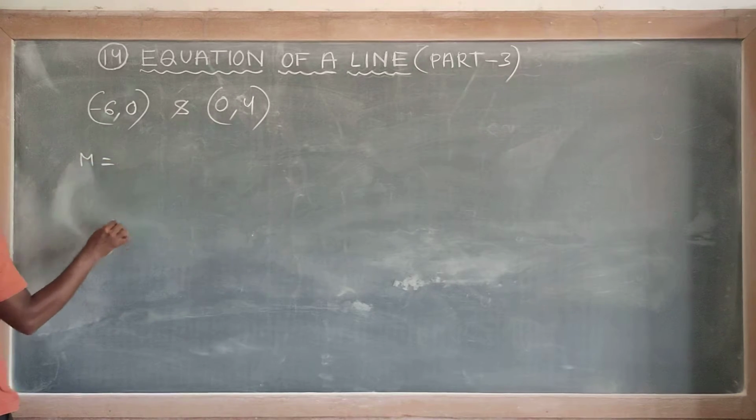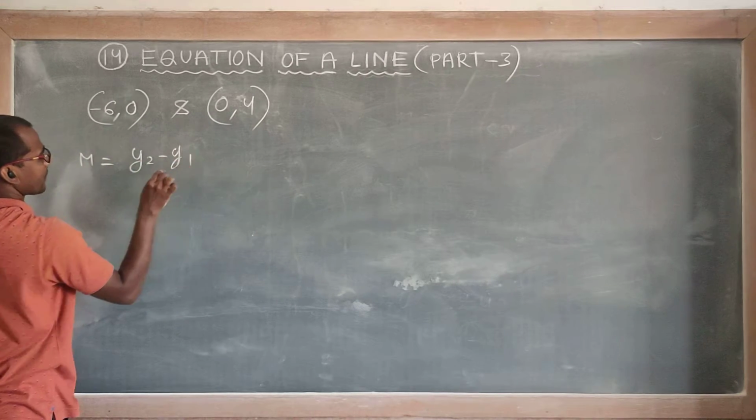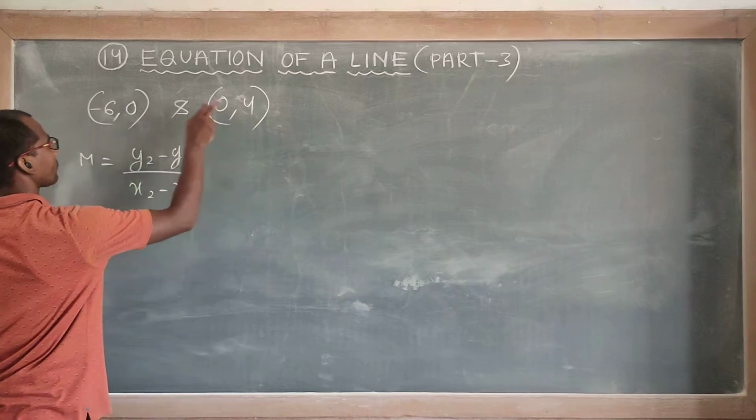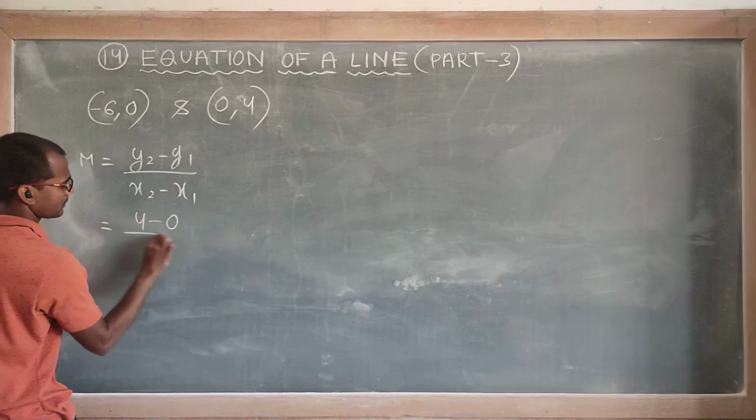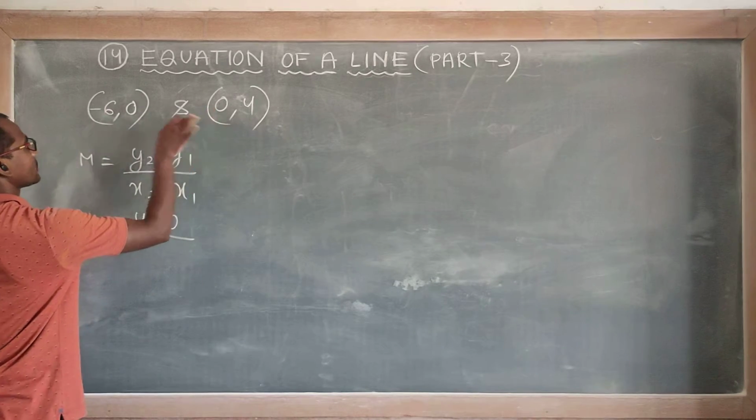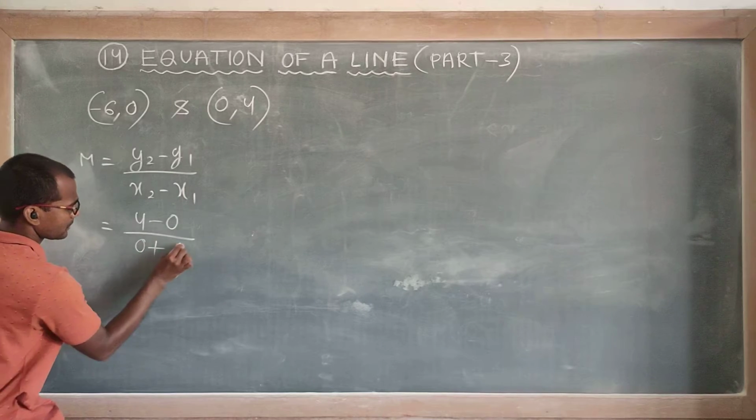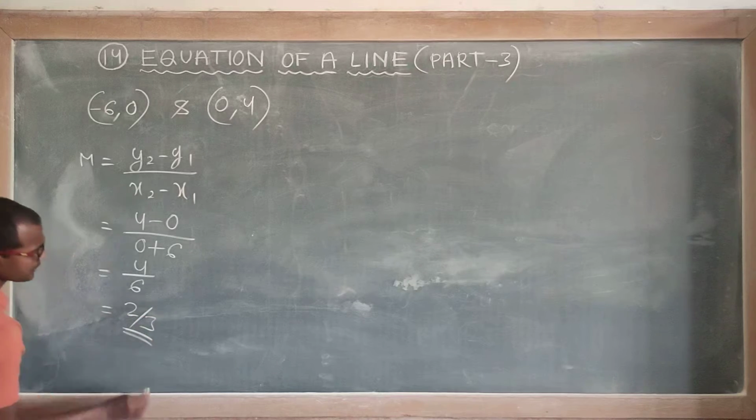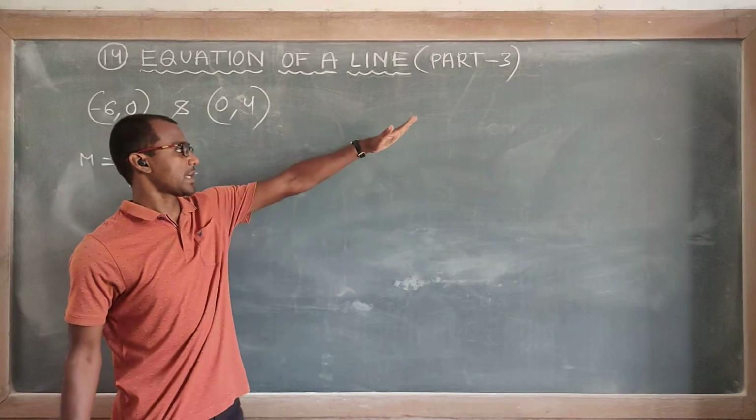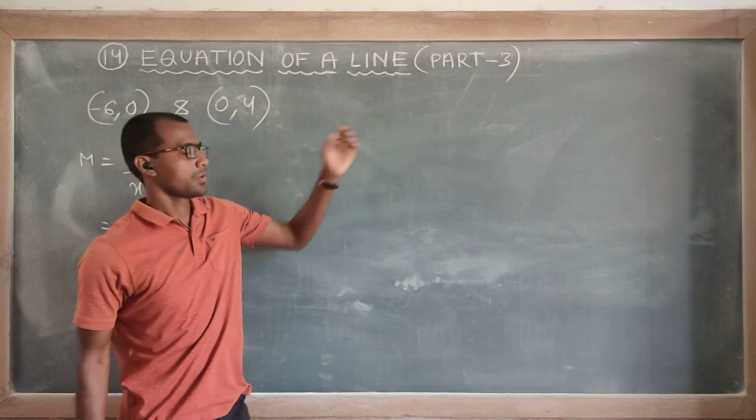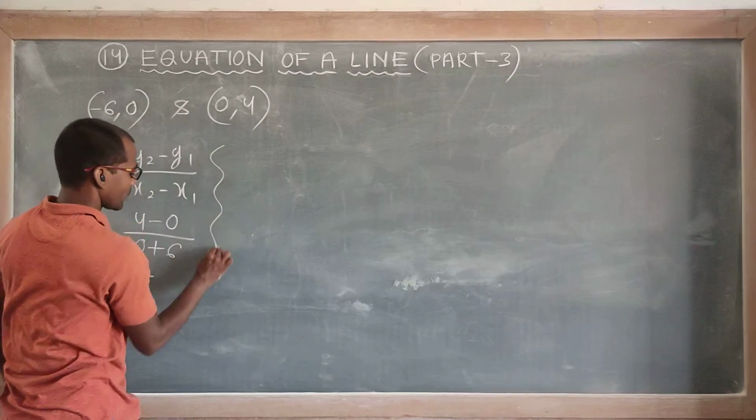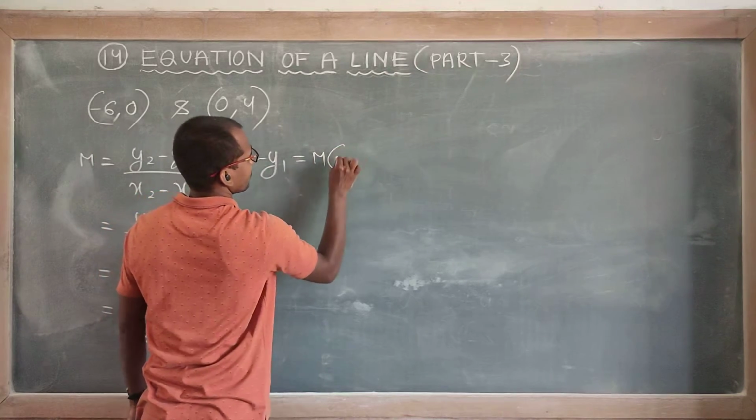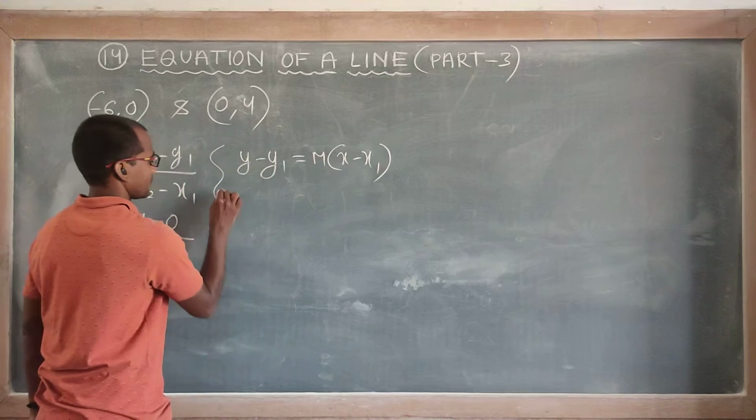First, let us get the slope. y2 minus y1 over x2 minus x1. What is y2 minus y1? 4 minus 0. What is x2 minus x1? 0 minus minus 6, that is 0 plus 6. So 4 by 6, that is 2 by 3. Slope is positive, means the line will be like this, moving up. Then we can use the slope point formula: y minus y1 is equal to m into x minus x1.